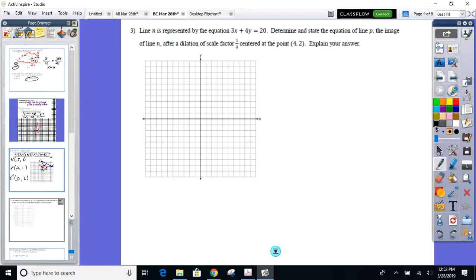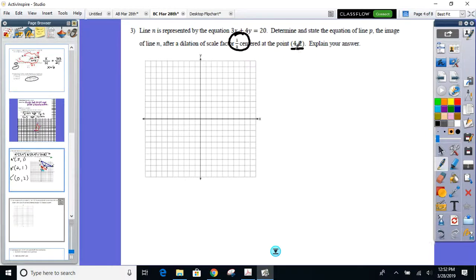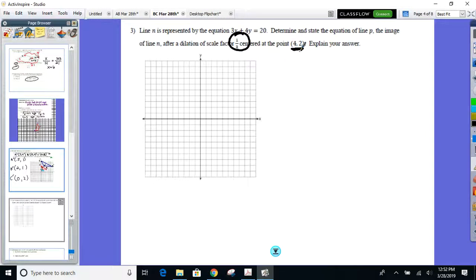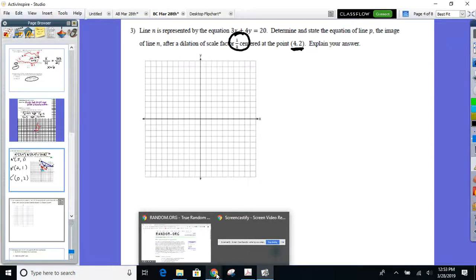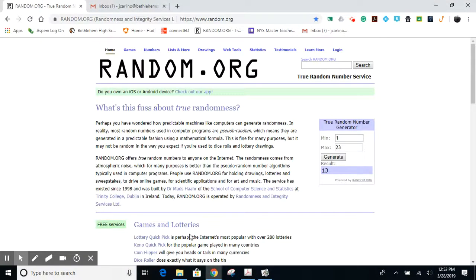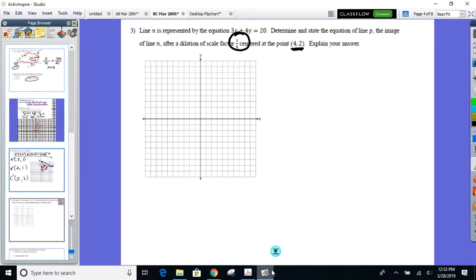So take a look. Before I talk about the line, we're going to dilate it by 1/3 around 4,2. No more origin, 4,2. So based on what we just did last problem, and don't yell it out, I'm going to call on somebody. Are all these points on the line going to get closer or further away from 4,2 based on the scale factor? Further away or closer to 4,2?